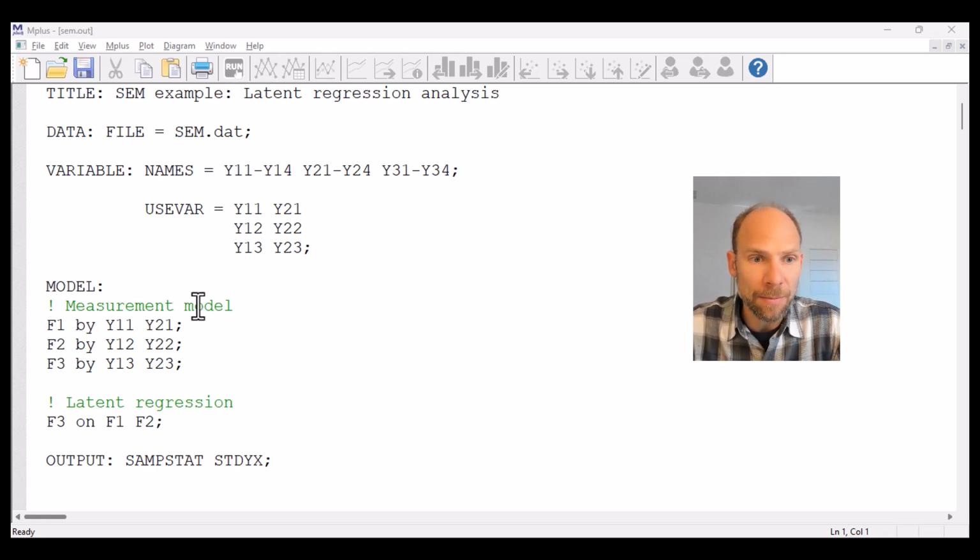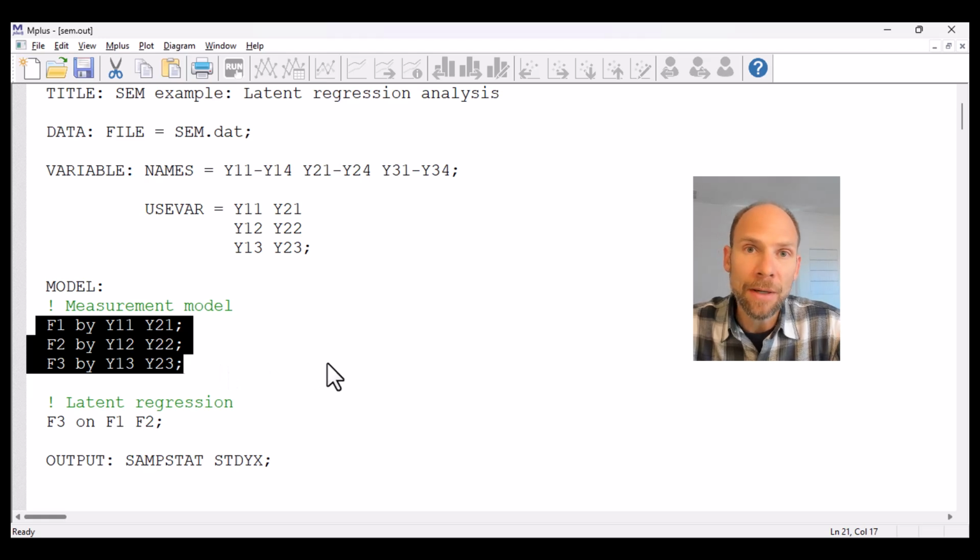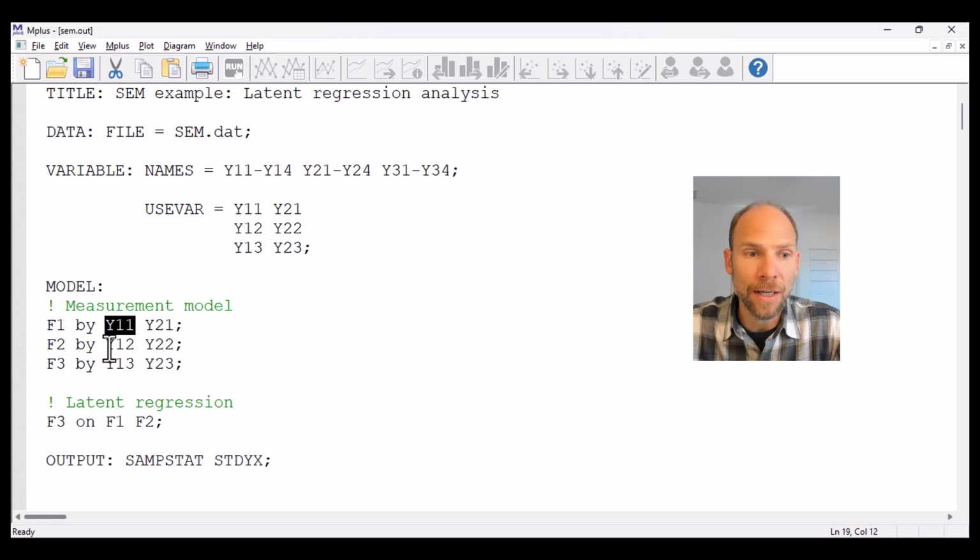So you can see here in my model specification I have three factors or latent variables, f1, f2, and f3, and first of all I specified the measurement model here, indicating that f1 is measured by y11 and y21, and f2 is measured by y12 and y22, and f3 is measured by y13 and y23. And then next I specified the structural model or the latent variable model, which in this case is a latent regression analysis with two predictors. f3 in this case is regressed on f1 and f2.